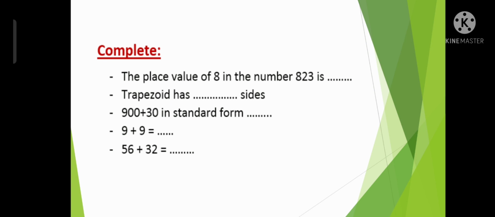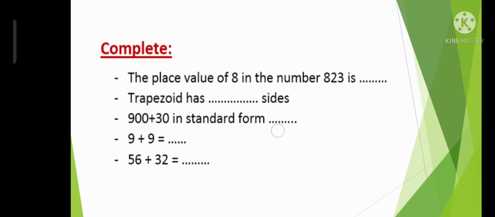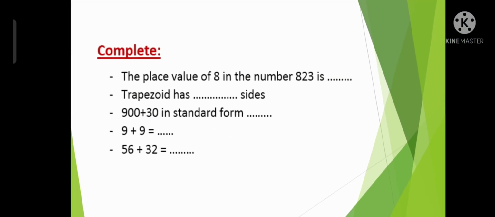Complete the place value of 8 in the number 823. 8 in the hundreds place equals 100, but I want the place value, not value. Take care: when I ask you the place value of the digit, I want ones or tens or hundreds, I want a word, okay? But if I ask you about the value, I want the number. Value means number, place value means words, by letters. So the place value of 8 is hundreds.